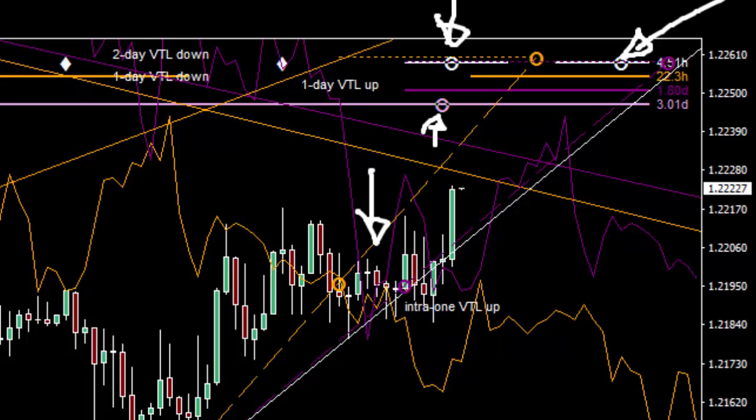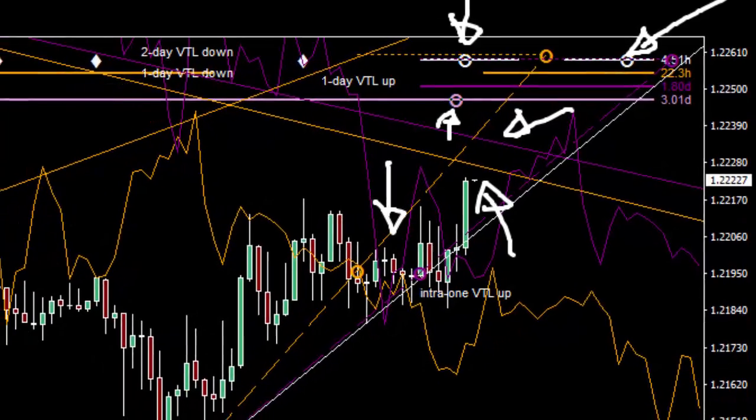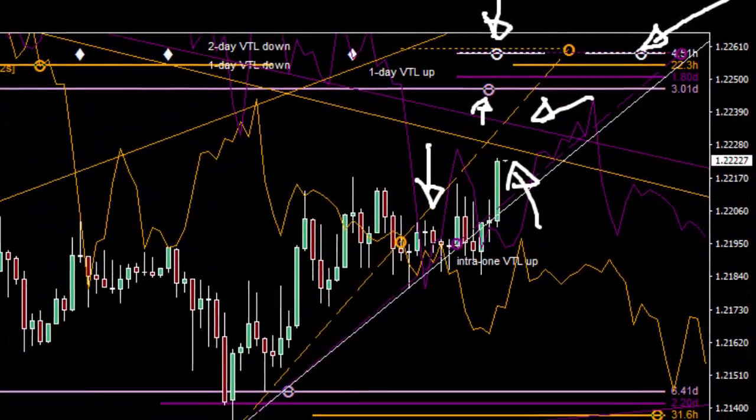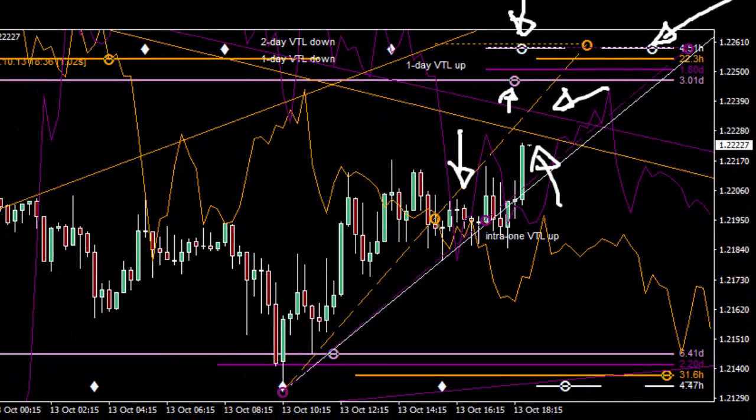So why might we see a peak forming? Well, do you see these ominous looking VTL lines? There's a 1-day downward sloping VTL and a 2-day downward sloping VTL. Those VTLs are probably going to provide some resistance initially for price. Now, in order for price to achieve this target up here at 122.61 whatever, in order for price to achieve that target, it has to get through those VTLs. And I am expecting it to get through those VTLs, particularly because we are expecting price to be bouncing out of a 5-day cycle trough.